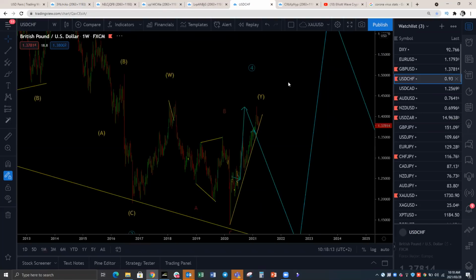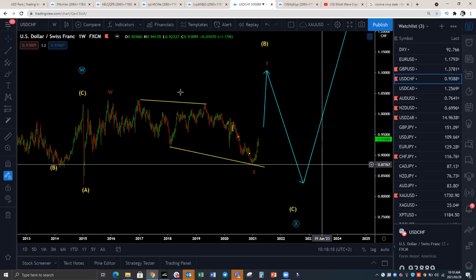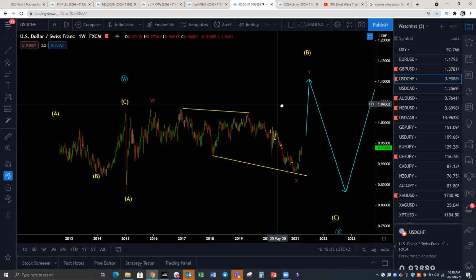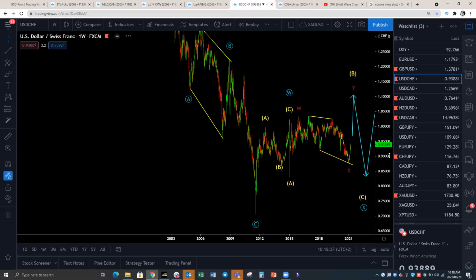Let's look at US dollar chief. US dollar chief, I don't remember if this is the detail that I gave during the weekly outlook last week, or we did this in our live trading room.